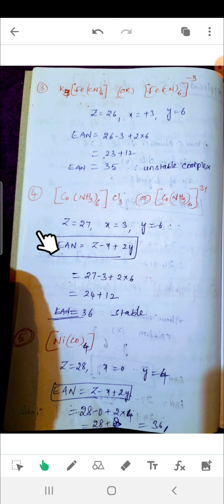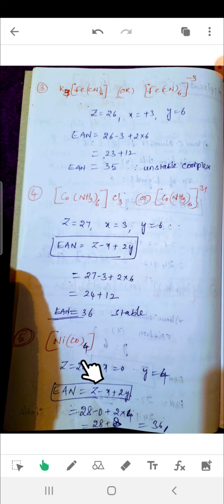Number 4 is this example: hexaamminecobalt(III) chloride. The oxidation number is simply the difference between the charges, 6 and 3, giving 3. Cobalt is 27. How many ligands? 6. With the Z, X and Y values we can find out, and finally we get 36.